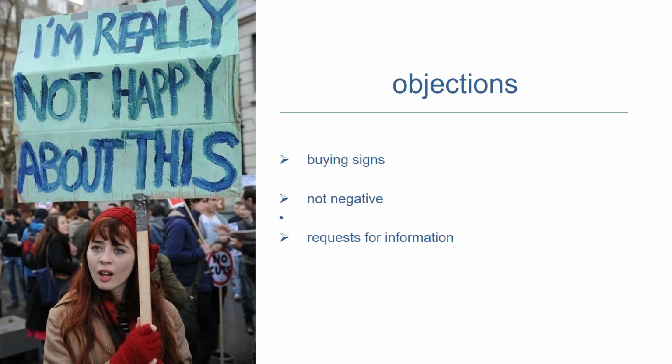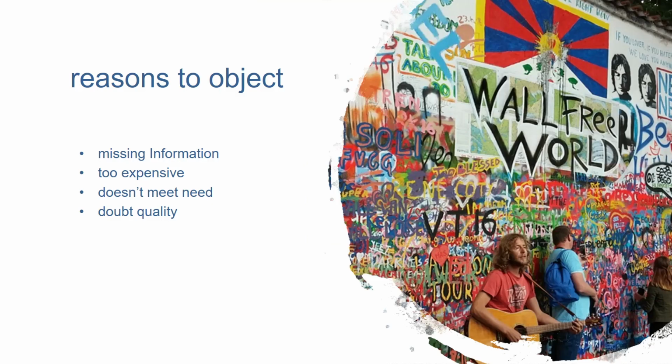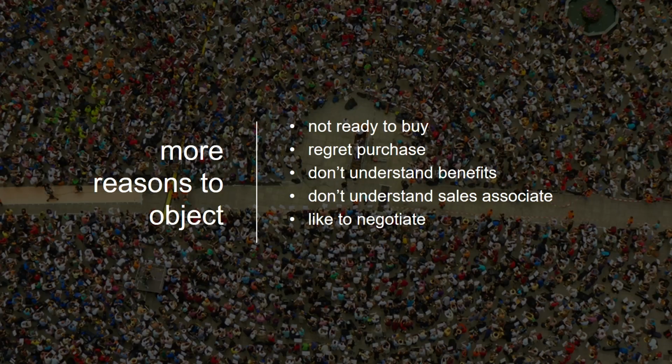Let's look at some reasons why customers would object. They would object for missing information. Something is too expensive. Maybe the sales associate didn't do their job and they haven't determined their need. They could also doubt the quality. More reasons to object: they're not ready to buy, they might regret the purchase, they don't understand the benefits that you have brought to the table, or they just don't understand you, the sales associate. Or again, they might just like to have fun and negotiate. Certainly those directors love to do that.